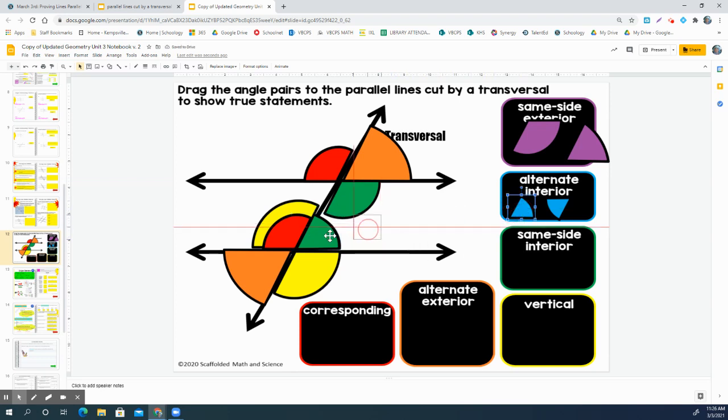Then we've got the alternate interior. They kind of make a Z. So those little blue guys are going to be congruent. And then we've got same side exterior. Did the same side exterior go here?